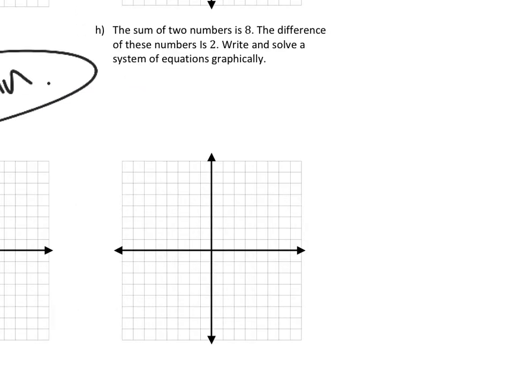Okay, letter H I want us to come back and do together. The sum of two numbers is 8. The difference of these numbers is 2. Write and solve a system of equations graphically.